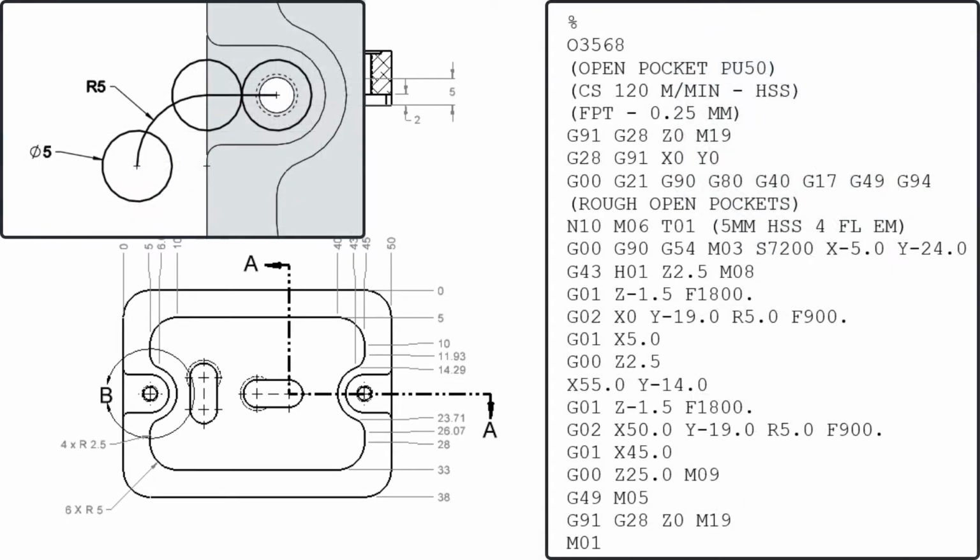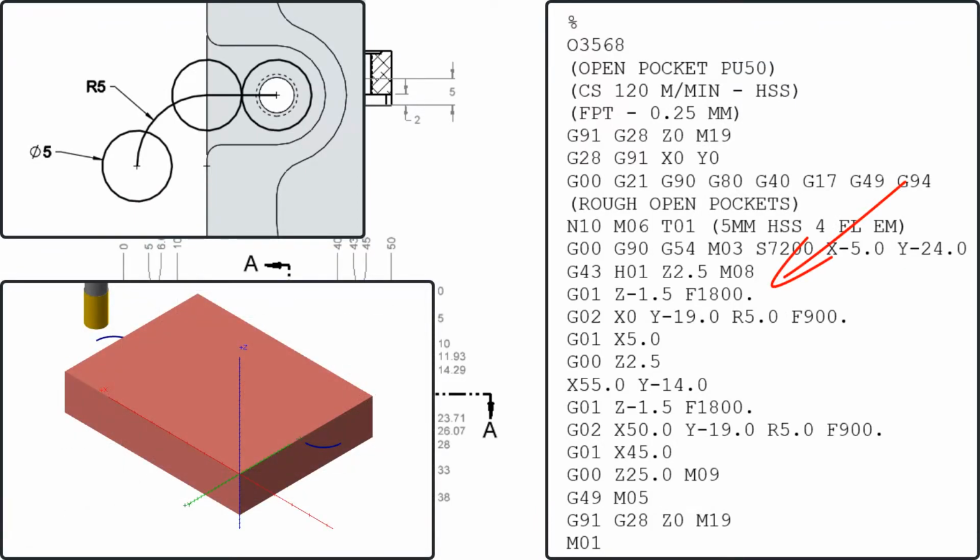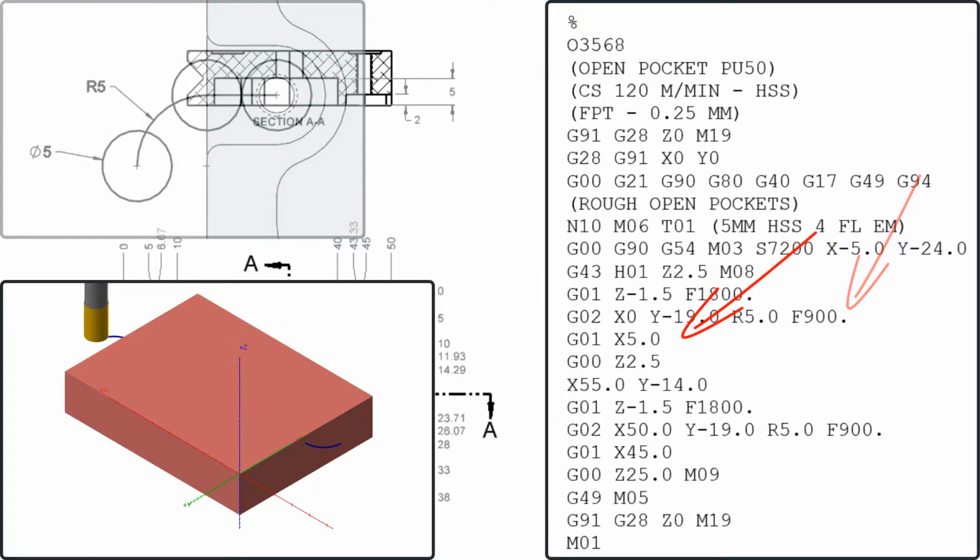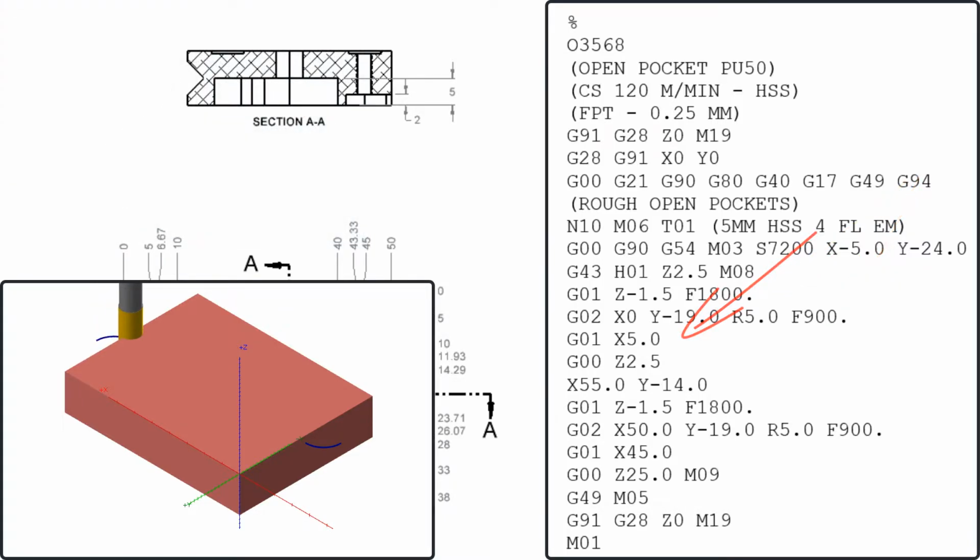To rough these features, I'll first feed the tool to 0.5 millimeter above the pocket bottom, then arc into the cut and feed to the center of the radius at the far end of the open pocket. Because 100% of the cutter is engaged, I'll cut the feed rate in half.